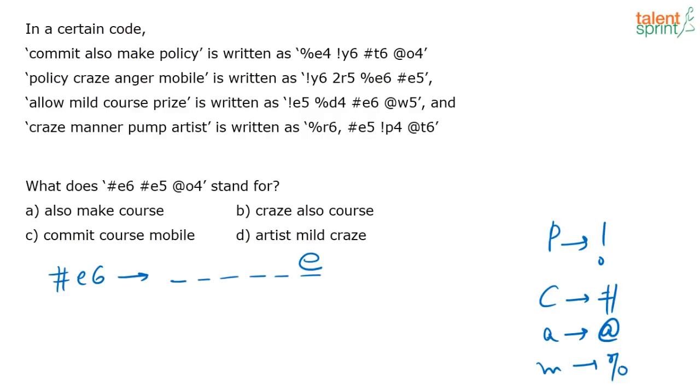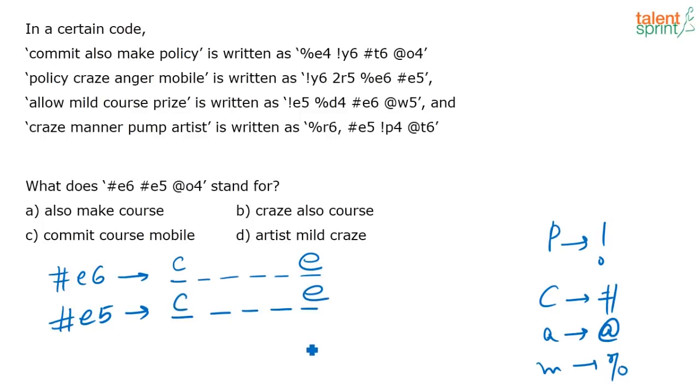So this much I am clear. Now I also know that C stands for hash. So this is going to be C. Now let me take the next word, hash E5. Here again what do I know? This particular word has 1, 2, 3, 4, 5 letters in it, and the last letter is going to be E. Again, there is a hash here, which means the first letter is going to be C.